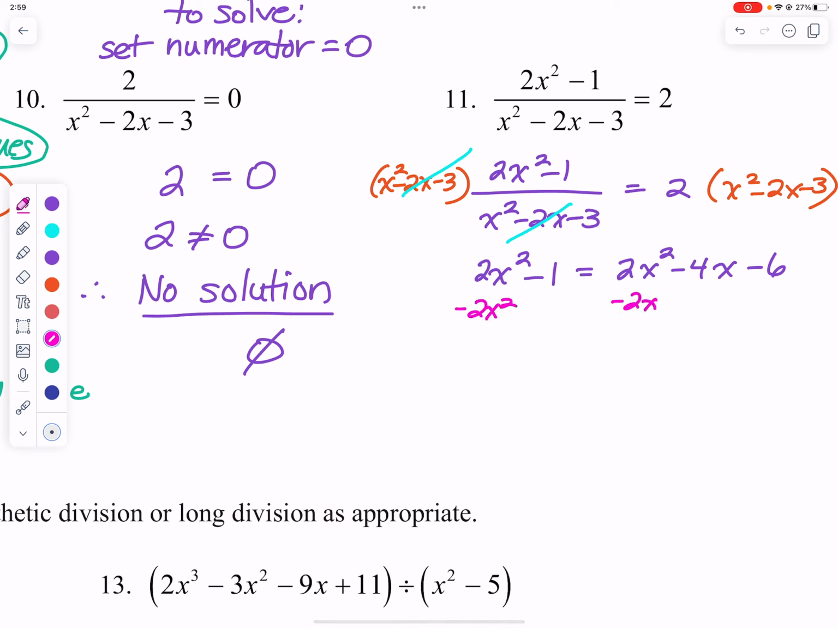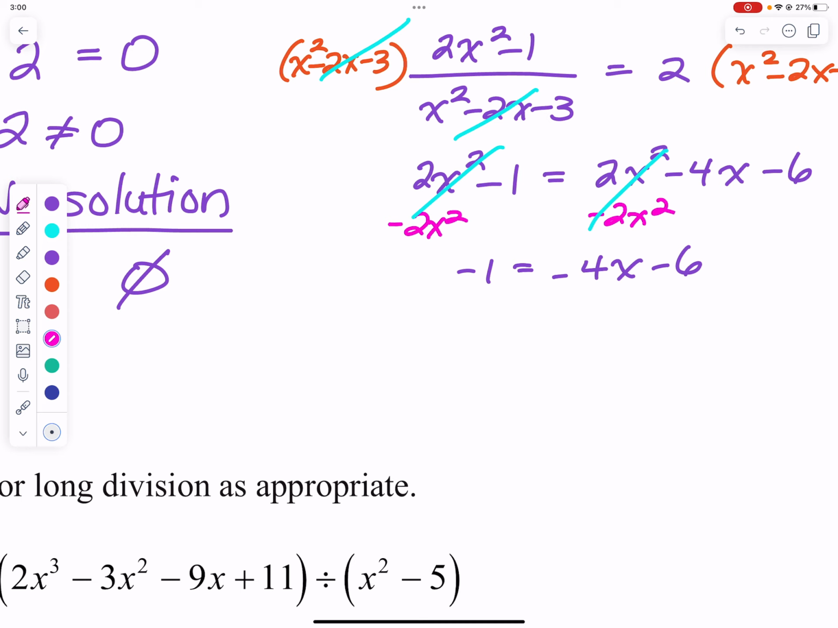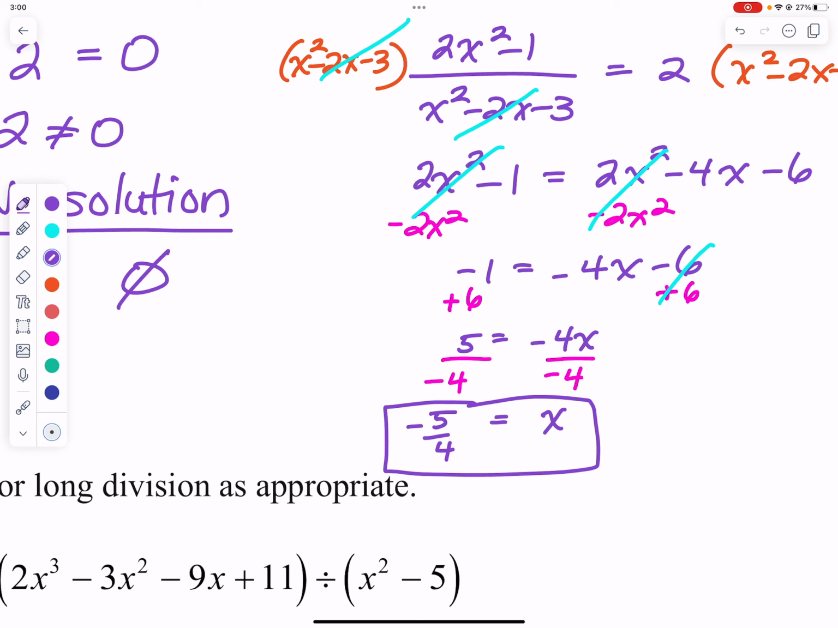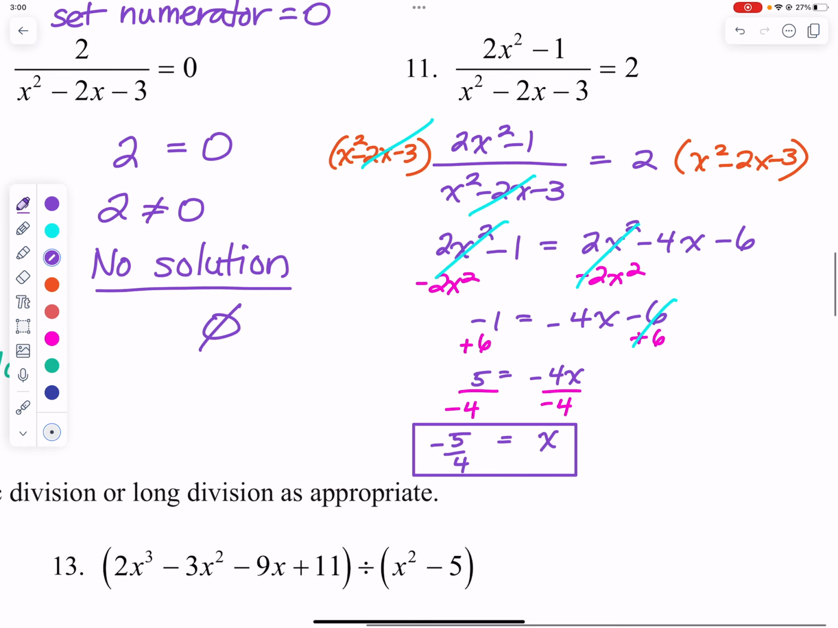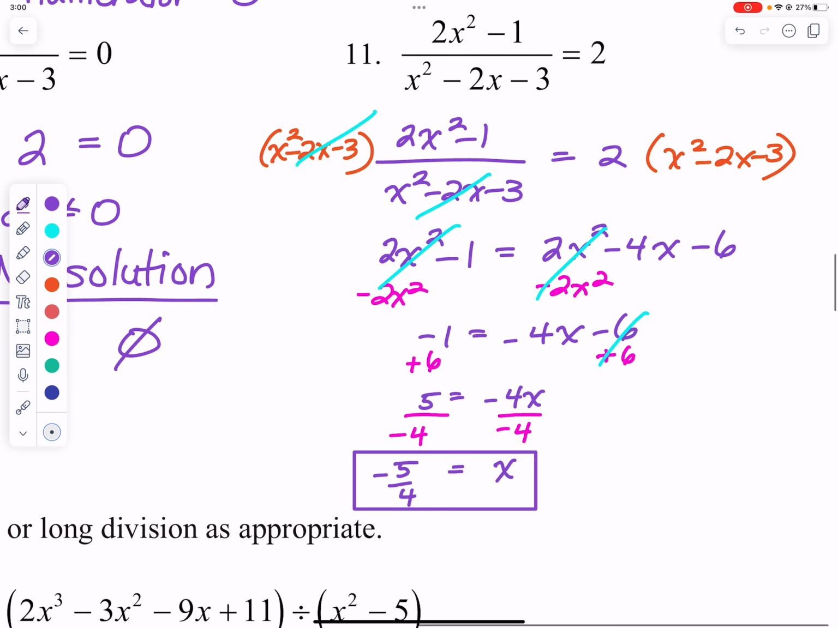We're going to subtract 2x squared from both sides, and you can see that we get -1 equals -4x minus 6. Now we will add 6 to both sides, and we have 5 equals -4x. We will divide both sides by -4, and we get x is equal to -5/4. Now we do want to check to see if we have a restricted value.